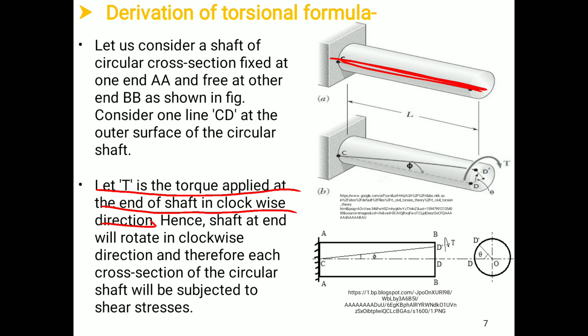Due to the application of torque T at its free end, each and every cross section of the shaft is subjected to shear stress. Therefore, the shaft at the end will rotate in the clockwise direction due to the application of this torque T in clockwise direction, and each cross section of the circular shaft will be subjected to shear stress. As discussed earlier, each and every cross section will be subjected to shear stress due to the application of torque T at its free end.